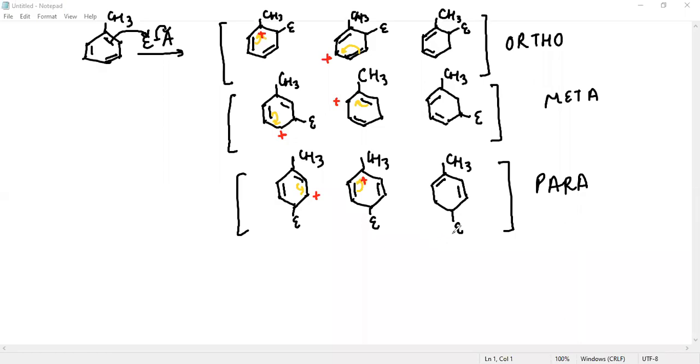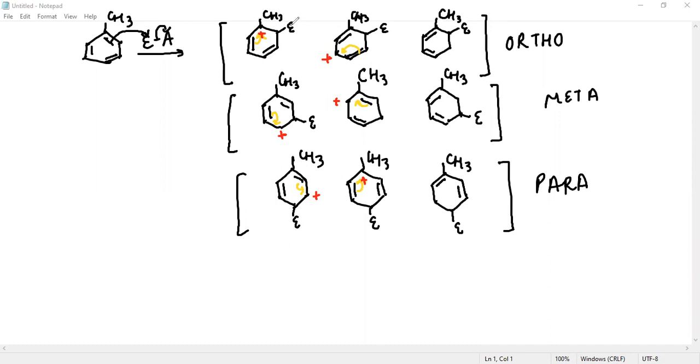This is part 2 of ortho-para directing groups, or in general directing groups. In part 1 we studied CH3, which is electron donating by nature. If we put it on the benzene ring and react it with the electrophile, this benzene ring will attack the electrophile, and we have three possibilities. We discussed all of these.